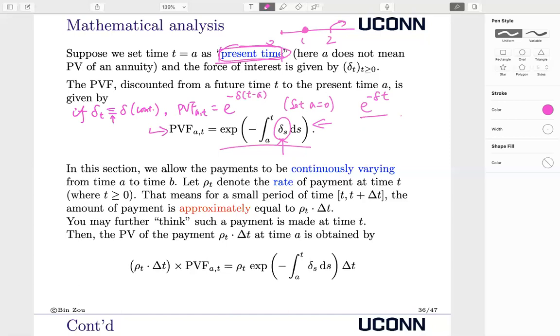What's more different right now? We do have continuous payments, which we already studied in a few cases. What's more difficult is that it's not only that the payments are continuously payable now, they are continuously varying. So the rate is changing.